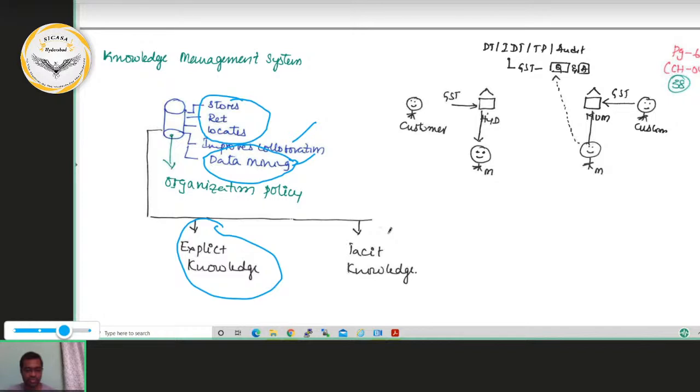Now, who will use decision support systems? Experts will use decision support systems. Now, who are experts? Managers, accountants, auditors are called experts. Now, for what purpose do they use these decision support systems? Decision support systems are used for the purpose of solving semi-structured and unstructured problems.